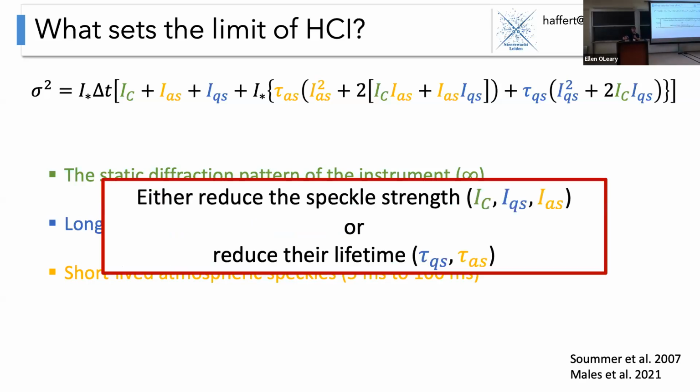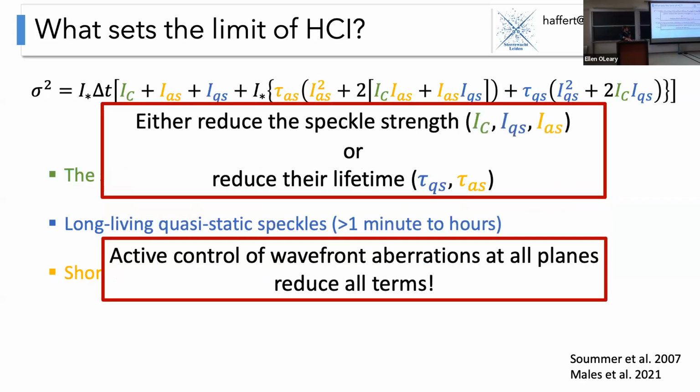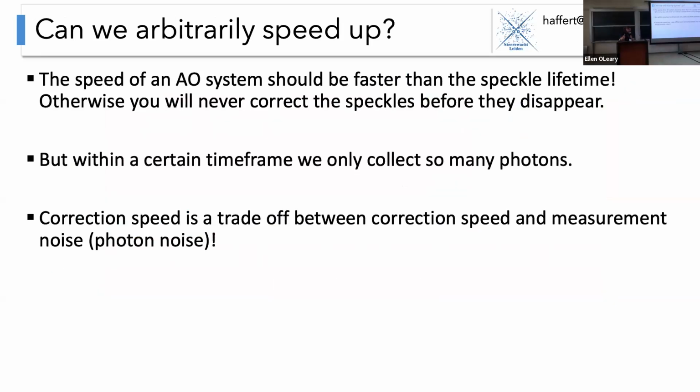It's difficult. So how can we improve our limits? We either reduce the speckle strength or we reduce their lifetime. So both of them will help us in improving our contrast. And active wavefront control actually reduces all the terms. It reduces the intensity, but it also reduces the speckle lifetime. So we should always think about active wavefront control. It will save our life.